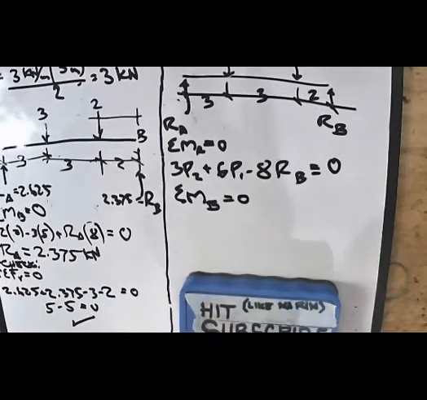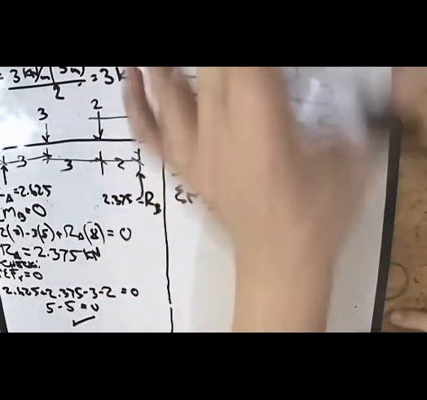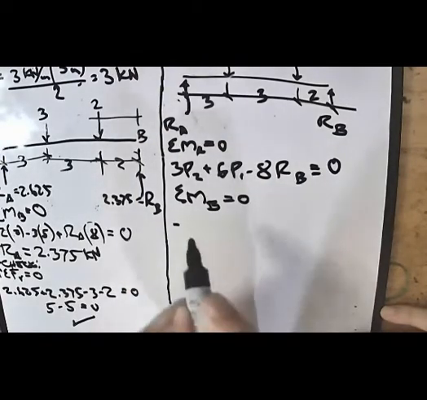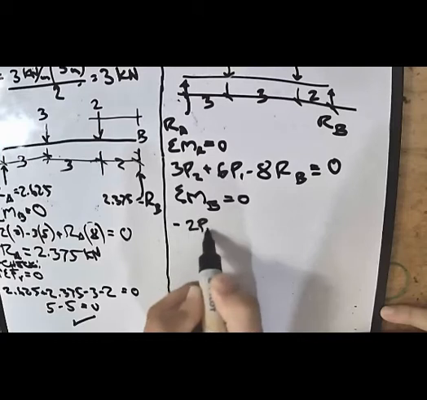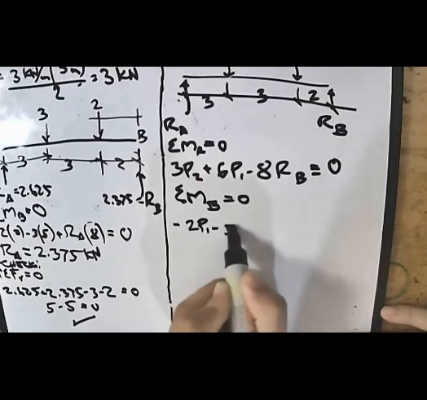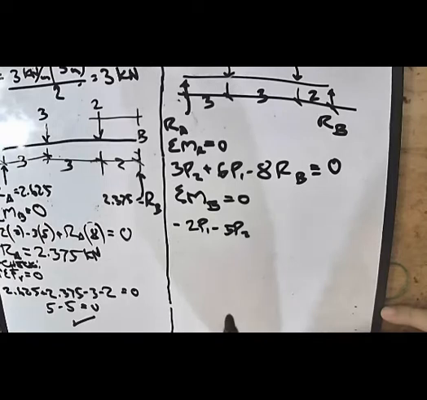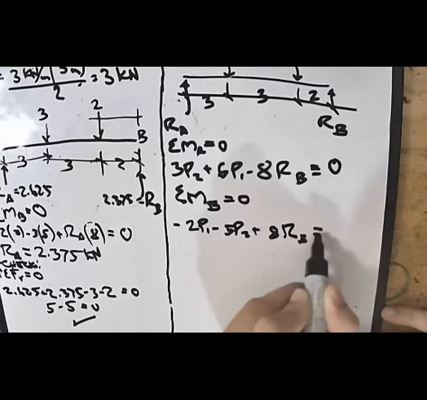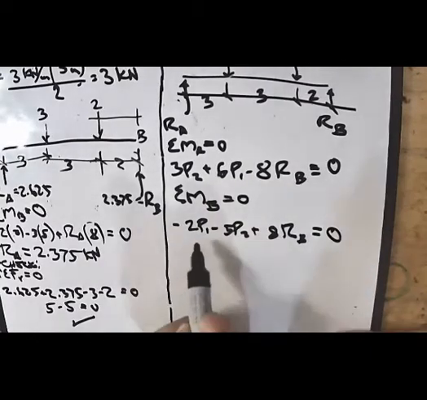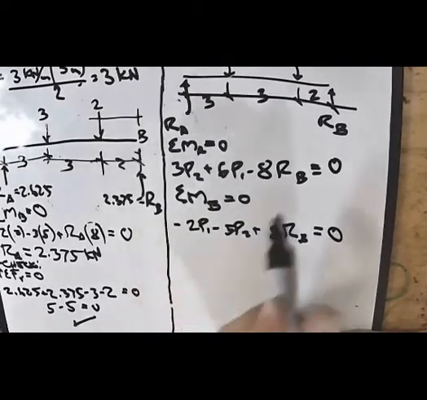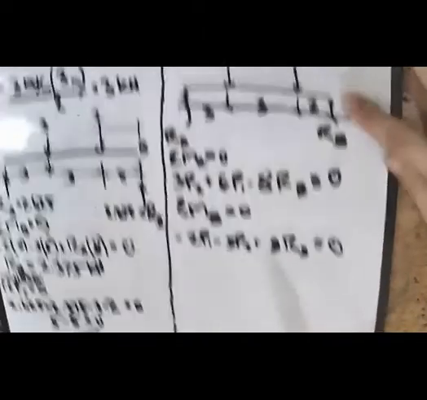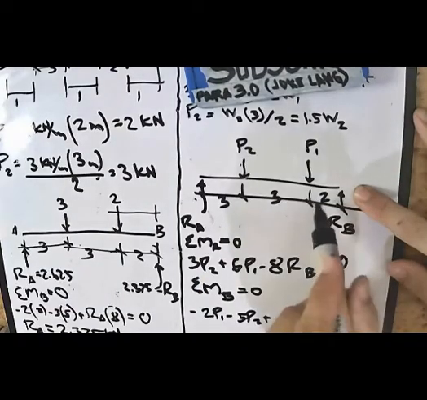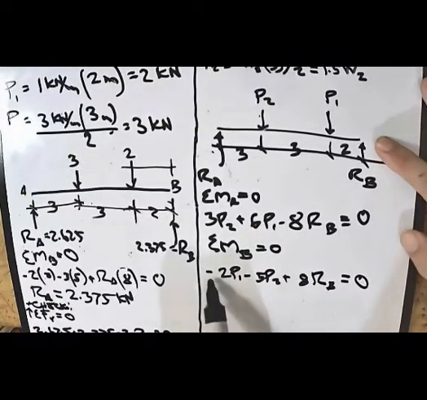And then, ang unknown mo na lang dito is R sub B. And then, summation moment at B now would be minus 2P1 minus 5P2 plus 8RA equal to 0. Ngayon, bakit naging minus 2P1? Remember na si P1 is producing a counterclockwise direction, kaya negative ang kanyang sign.